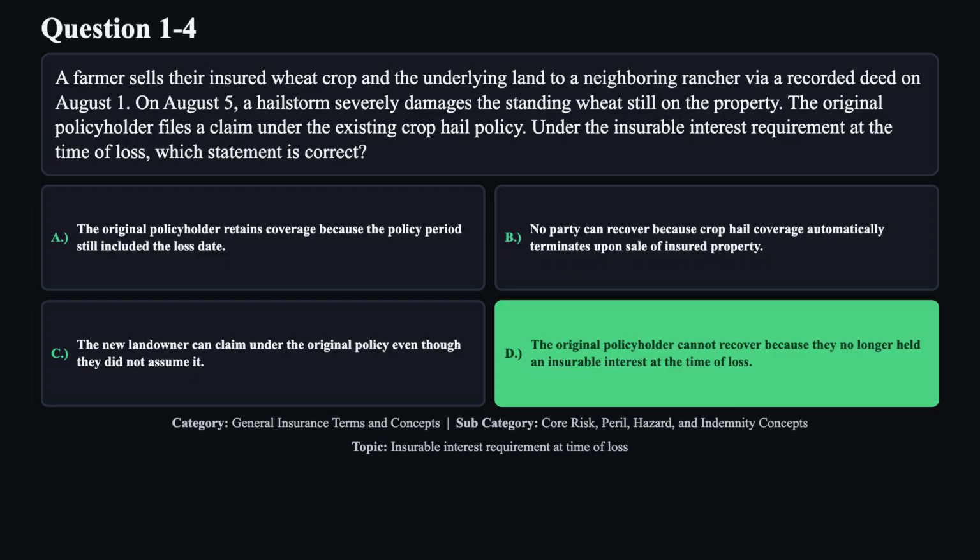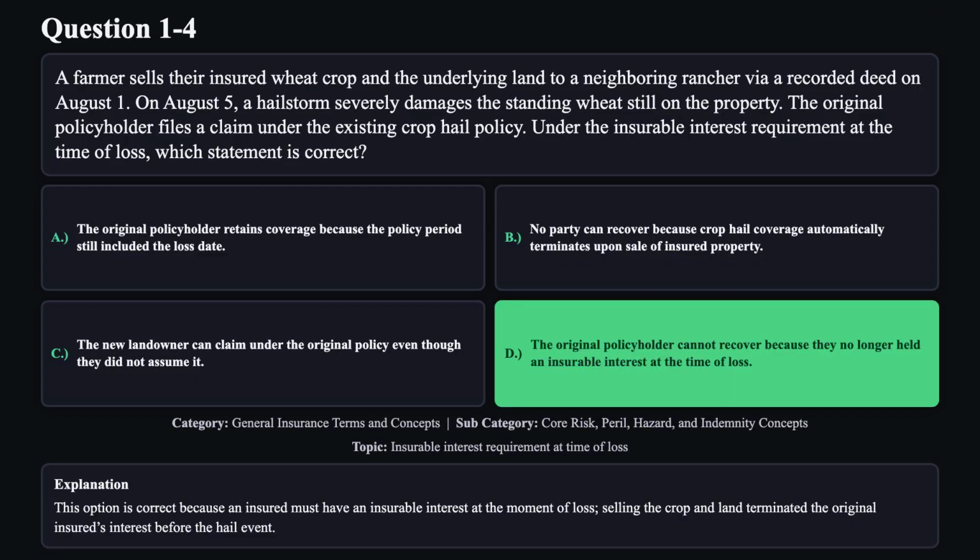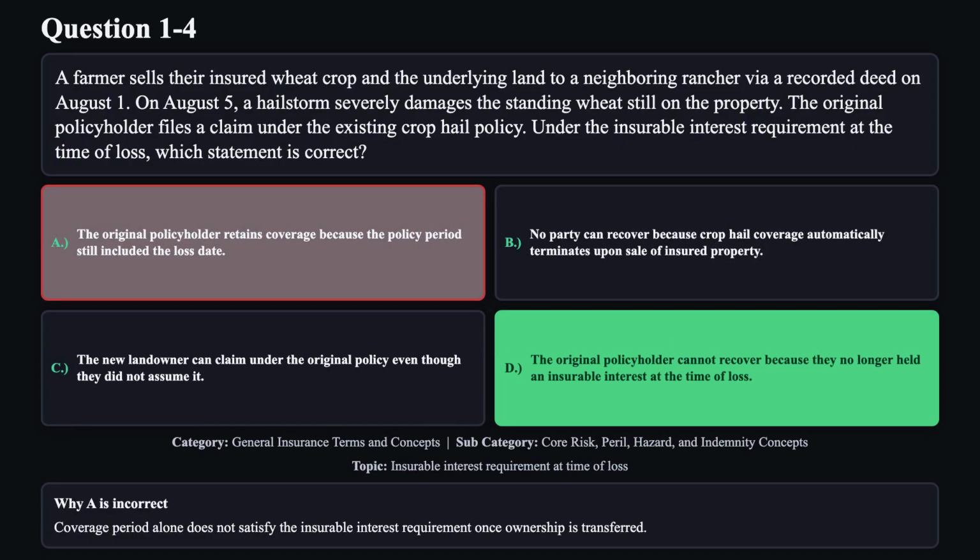The correct answer is D. This option is correct because an insured must have an insurable interest at the moment of loss. Selling the crop and land terminated the original insured's interest before the hail event. Reason A is not correct. Coverage period alone does not satisfy the insurable interest requirement once ownership is transferred.